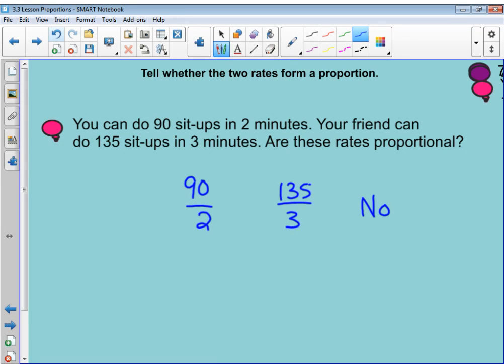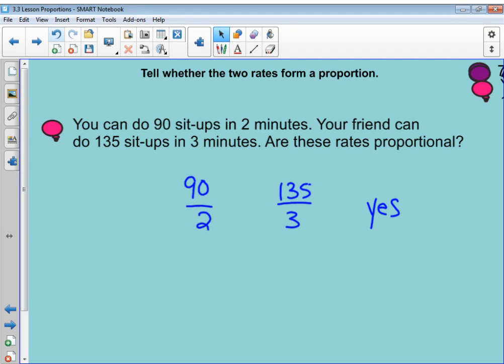Oh, whoops, sorry, I wrote that wrong. This should have been a yes. Because if you reduced them down, you had 45 sit-ups per minute. In both situations, with cross products, you end up with 270 for each one. Okay, that's pretty much it for this.